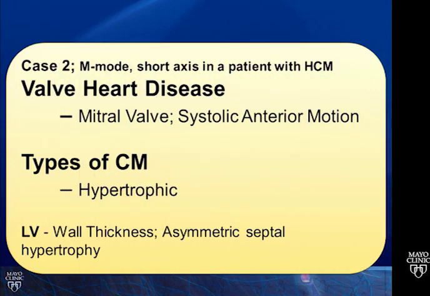And this was with case 2. Again, we have an M-mode short axis of a patient with hypertrophic cardiomyopathy. Under the valve section, you would code that the mitral valve demonstrated systolic anterior motion, and this would be hypertrophic cardiomyopathy, and that wall thickness was increased in an asymmetric way. And again, this is smaller font.